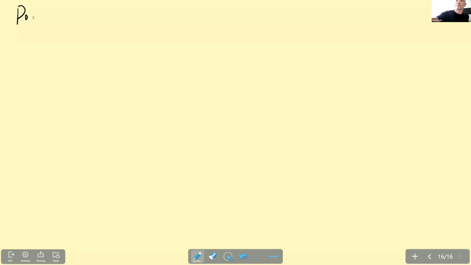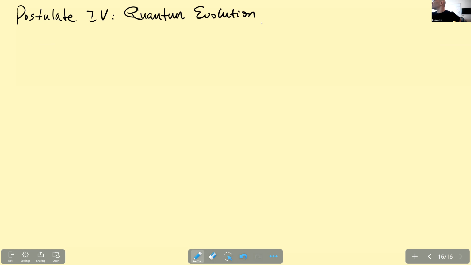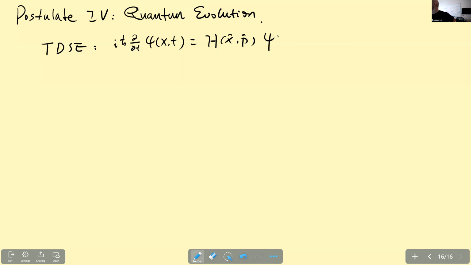And now we can consider the postulate 4. That's about the quantum evolution. Right? Of course, we have the time-dependent Schrödinger equation. So that is, for example, i h bar partial t psi(x,t) equals to the Hamiltonian, right, of x and p acting on psi(x,t), right? So this is the time-dependent Schrödinger equation, okay?